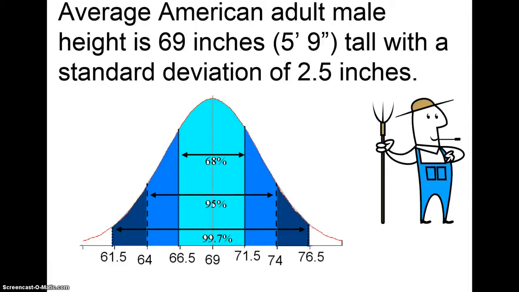So if we know the average adult male is 69 inches tall with a standard deviation of 2.5 inches, we can go ahead and write out 69 inches is the mean. 1 standard deviation above is 71.5. How did we get that? By adding 2.5. It's 2.5 standard deviations. Another 2.5 and another 2.5. So we can answer all kinds of questions based on that.